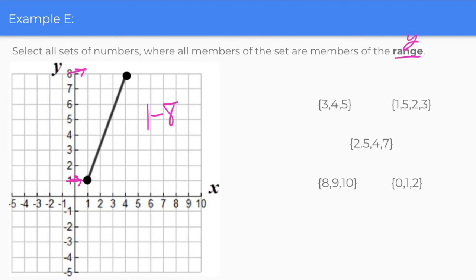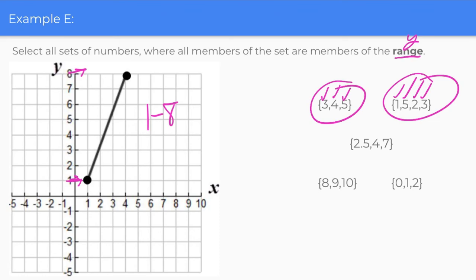So let's take a look at our first example here. Does 3 fall between 1 and 8? Yes. 4 between 1 and 8? Yes. 5 between 1 and 8? Yes. So that is a correct answer. 1 between 1 and 8? Yes. 2.5 between 1 and 8? Yes. 2 between 1 and 8? Yes. 3 between 1 and 8? Yes. That is correct. 2.5? Yes. 4? Yes. 7? Yes.